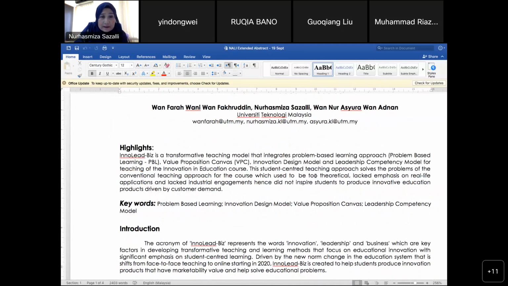All right. If you look at the highlights, then you look at the keywords. Bees is a transformative teaching model that integrates problem-based learning approach (PBL), value proposition canvas, innovation design model, and leadership competency model for the teaching of the innovation in education course. So just referring to the first line of the highlights, you can see that all the keywords are listed there.